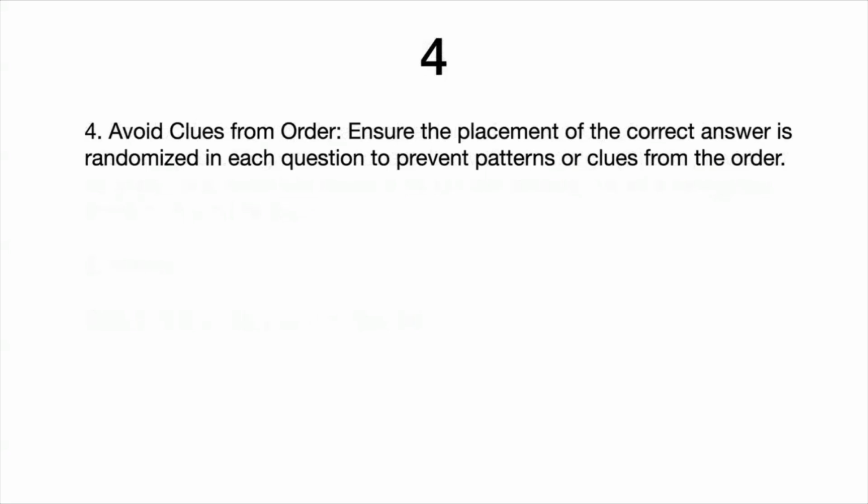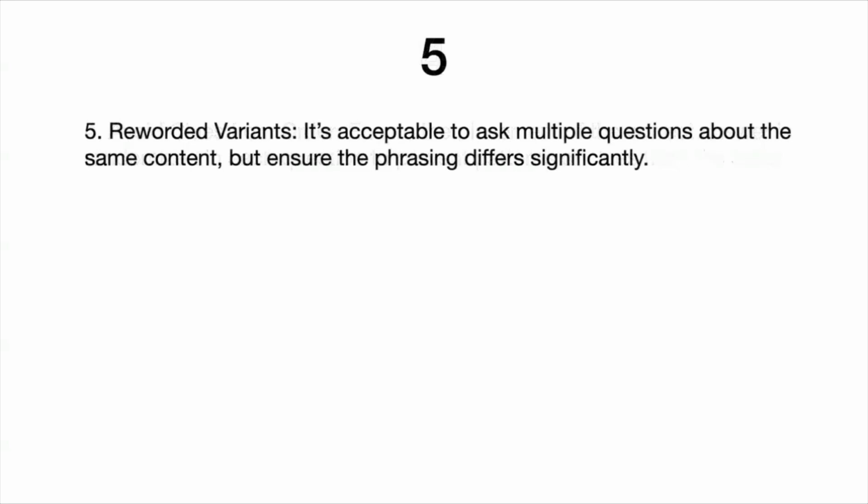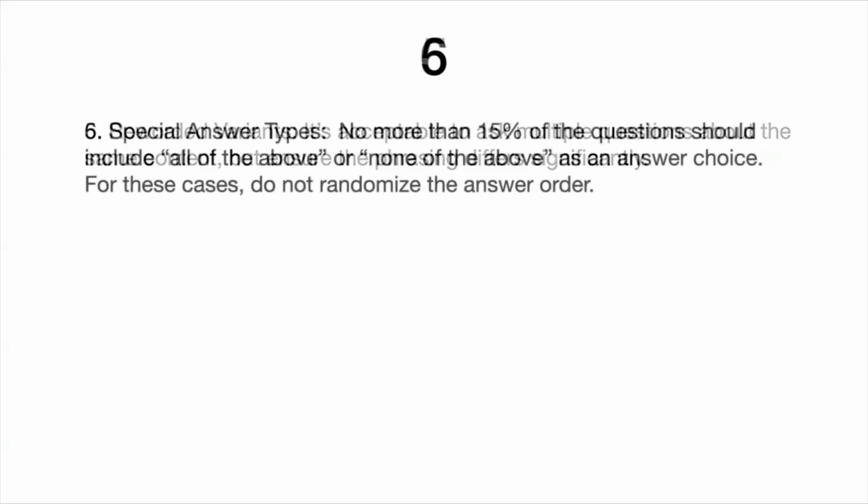We want the large language model to avoid providing clues. So we make sure the placement is randomized to avoid possible clues from the order. We're happy with reworded variants of questions. That's okay. And we don't want too many distractors or answers that say all of the above or none of the above. But if we do that, we have to make sure that we're not randomizing the answer order.